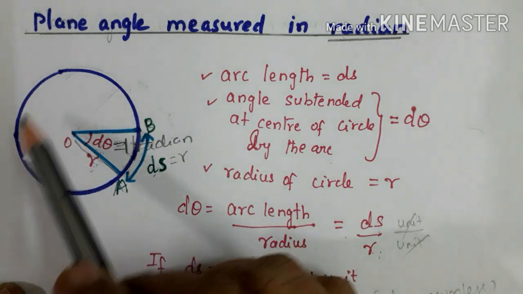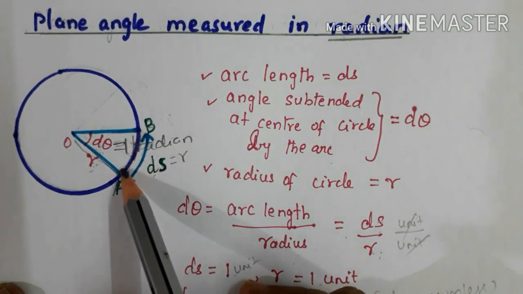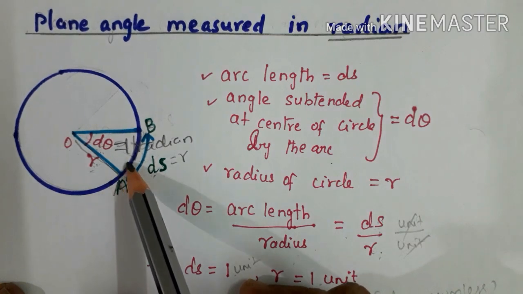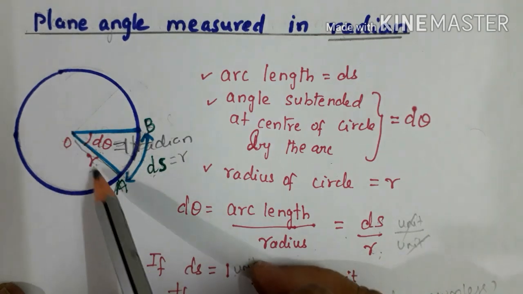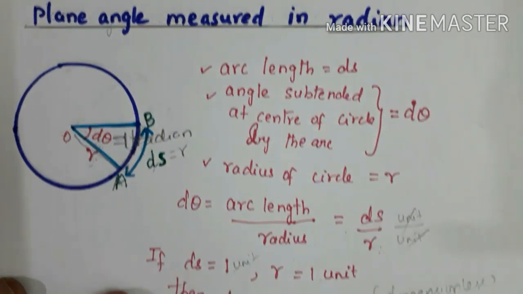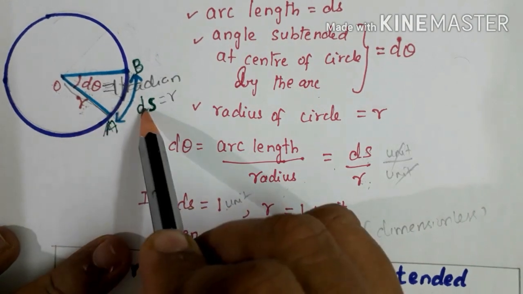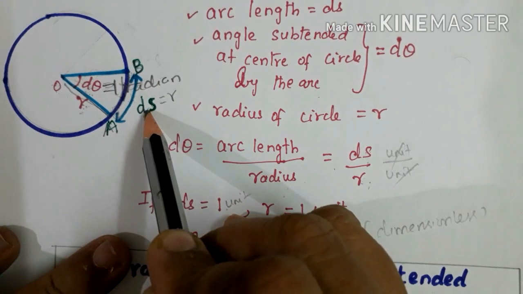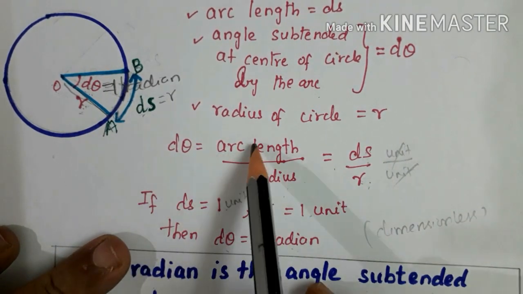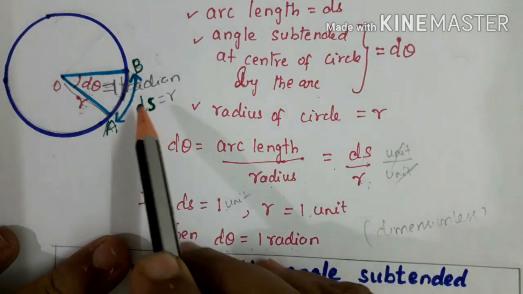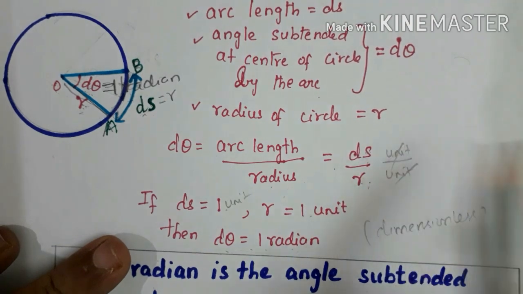Consider the circle and the part of the circle AB. This is the arc of the circle. This is making an angle d theta with respect to the center. R is the radius of the circle, and you know the relation between this d theta, r and ds. I have represented the arc length as ds. The relation between these three is d theta is equal to arc length by radius, that is ds divided by r. Both have the same unit, so you can cancel it.